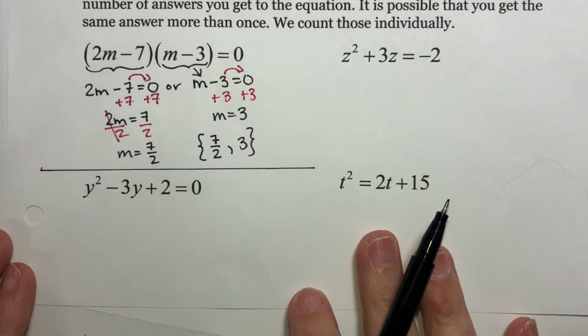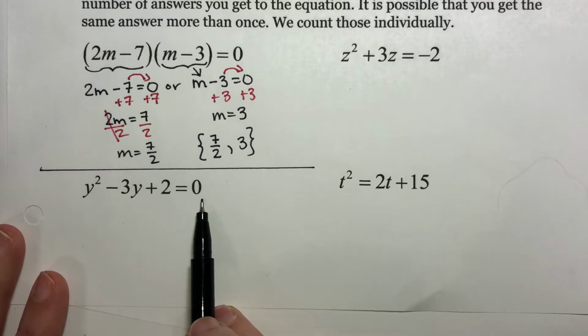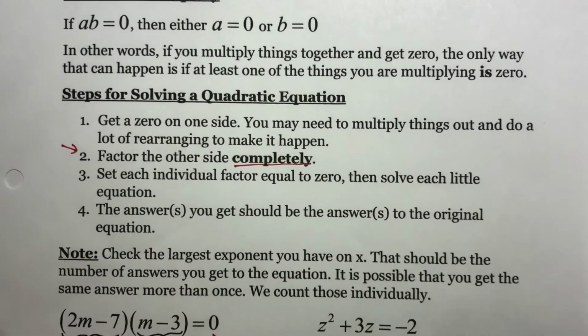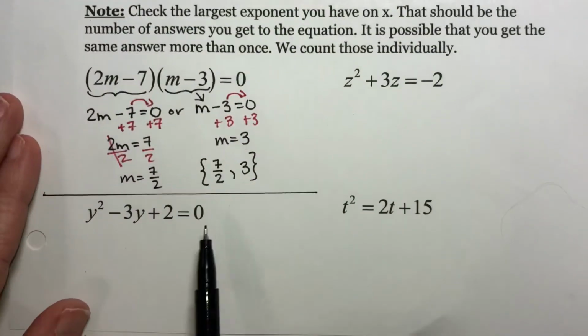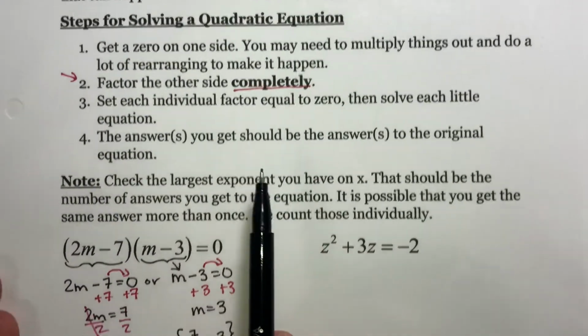This is section 6.6, part 2. We are solving equations. We're solving a quadratic. The first thing we have to do is to get 0 on one side. We have a 0. Now we need to factor each side completely.